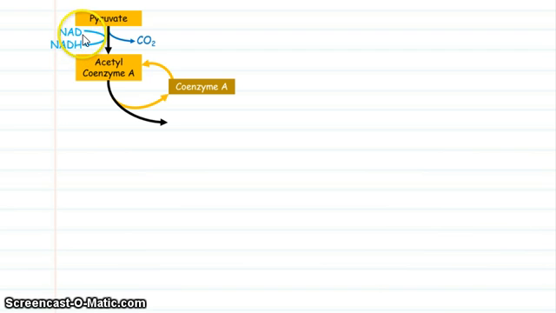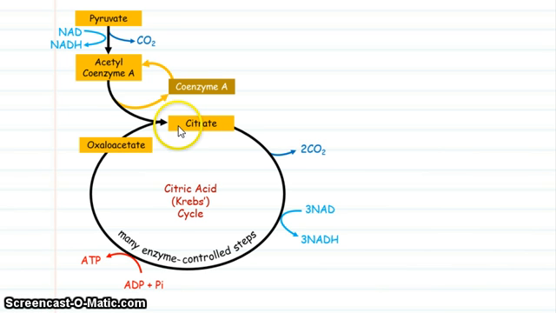NAD picks up hydrogen and electrons to become NADH, and that 2-carbon acetyl coenzyme A enters the first stage of what's called the citric acid cycle. The 2-carbon acetyl group combines with the 4-carbon oxaloacetate here to form 6-carbon citrate.